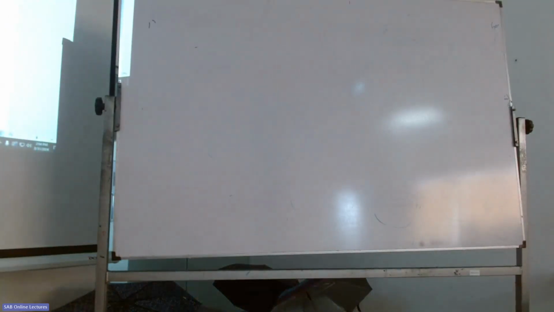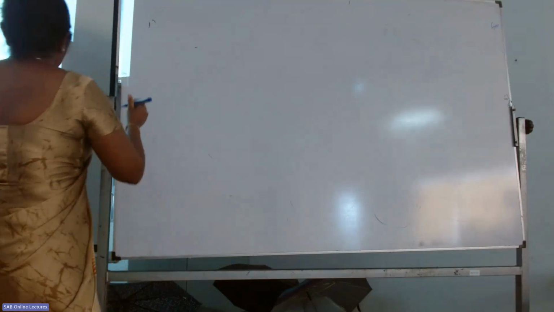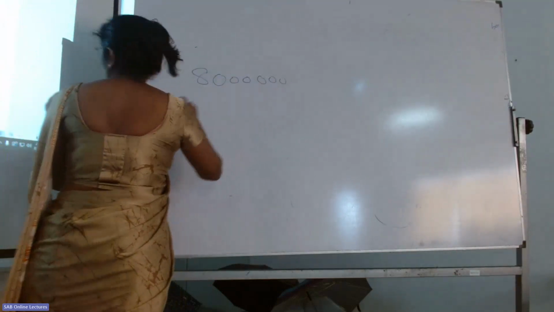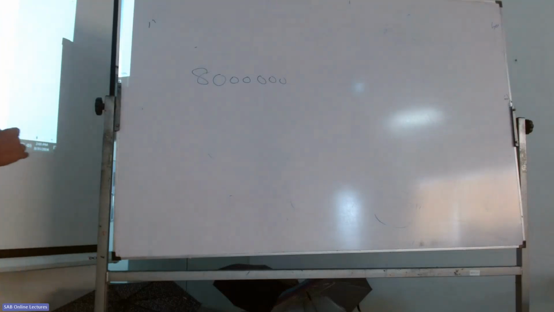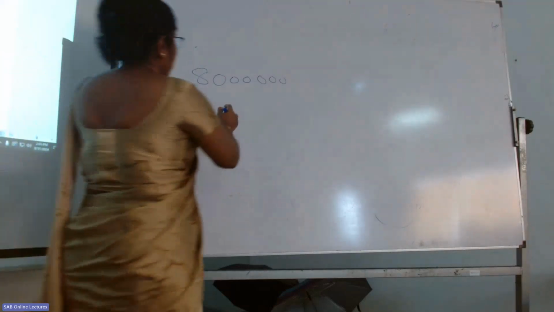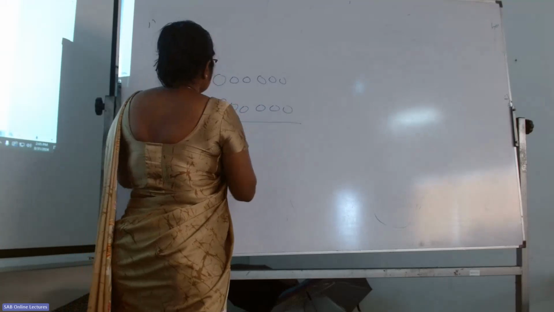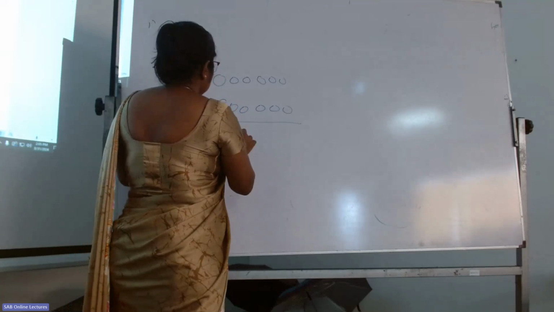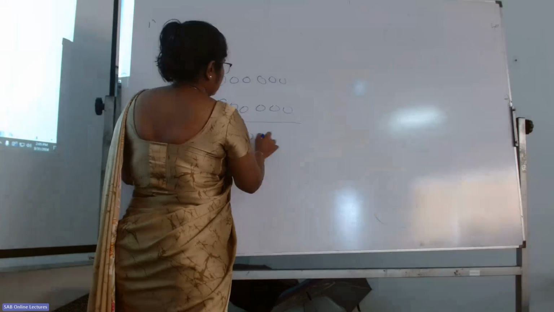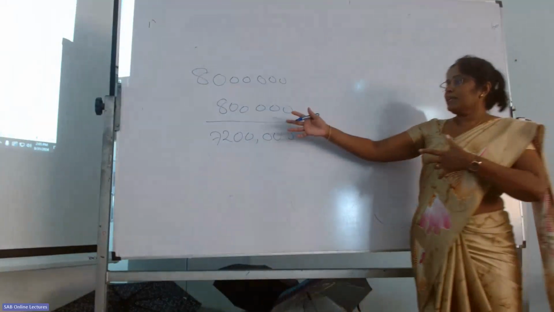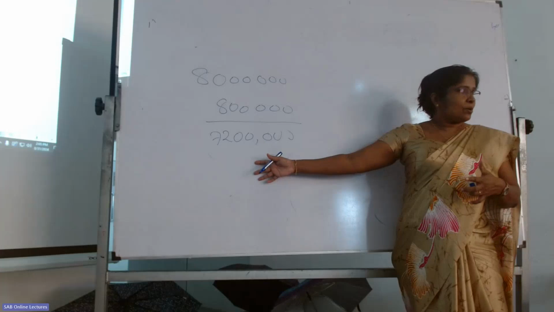So a brand new car at 8 million, but 10% is paid as the down payment. So 10% is 800,000. Then the balance is 7.2 million. 7.2 million. So now you calculate the installment for the 7.2 million.